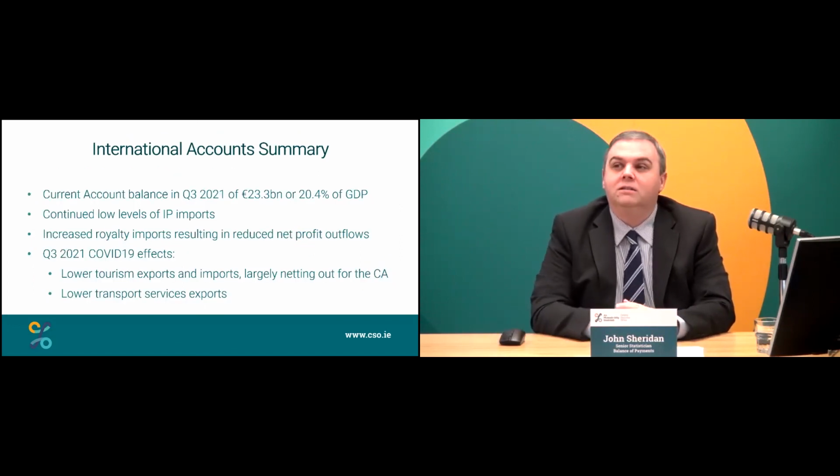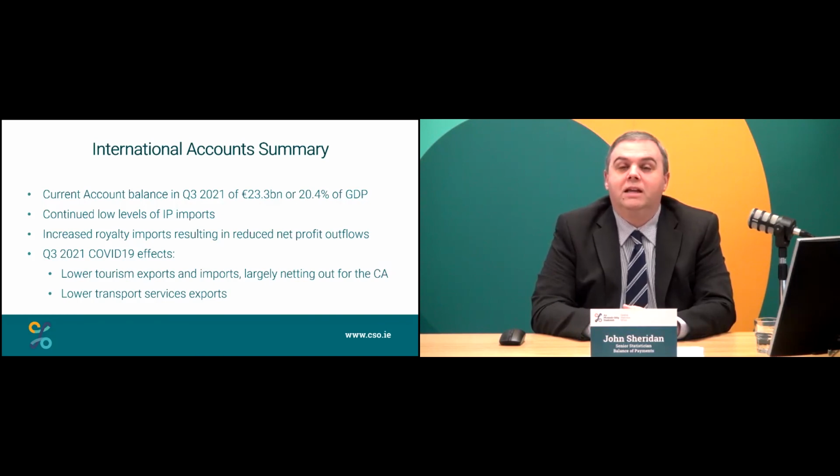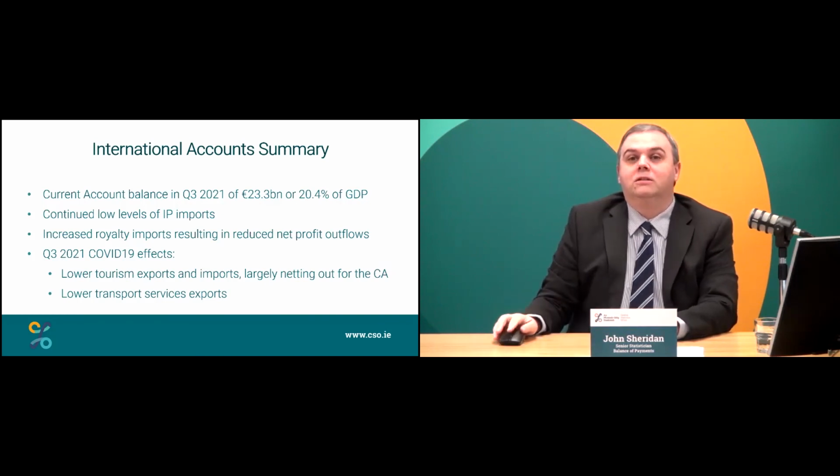So to summarize, we have a current account balance in Q3 2021 of 23.3 billion euros, or 20.4% of GDP. We're continuing to see low levels of IP imports. Increased royalty imports are resulting in reduced net profit outflows, and we're continuing to see the COVID-19 effects in lower tourism exports and imports and lower transport services exports. And now I'd like to pass you back to Jennifer to summarize.